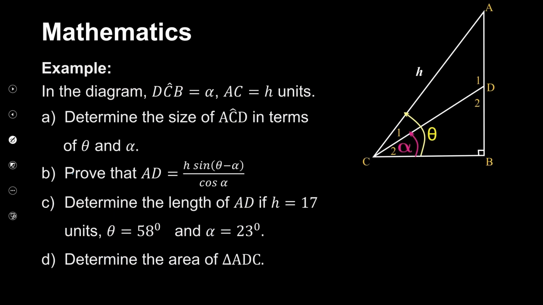So this example says, in the diagram DCB equals alpha, AC equals h units, they want us to find the size of ACD in terms of theta and alpha, and then there's a few other questions, we'll get to that in a minute. Let's begin with the first question: finding the size of ACD in terms of theta and alpha.